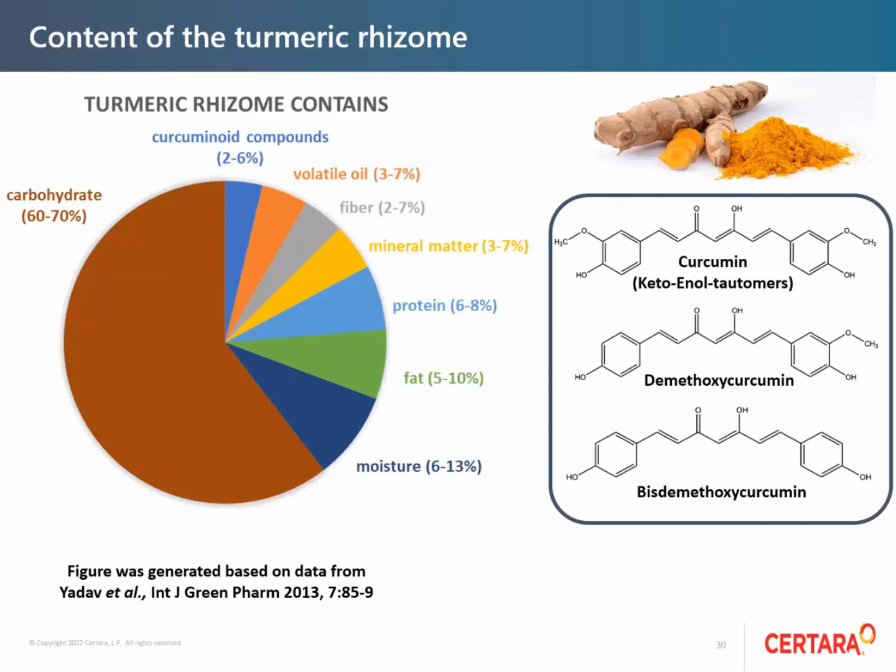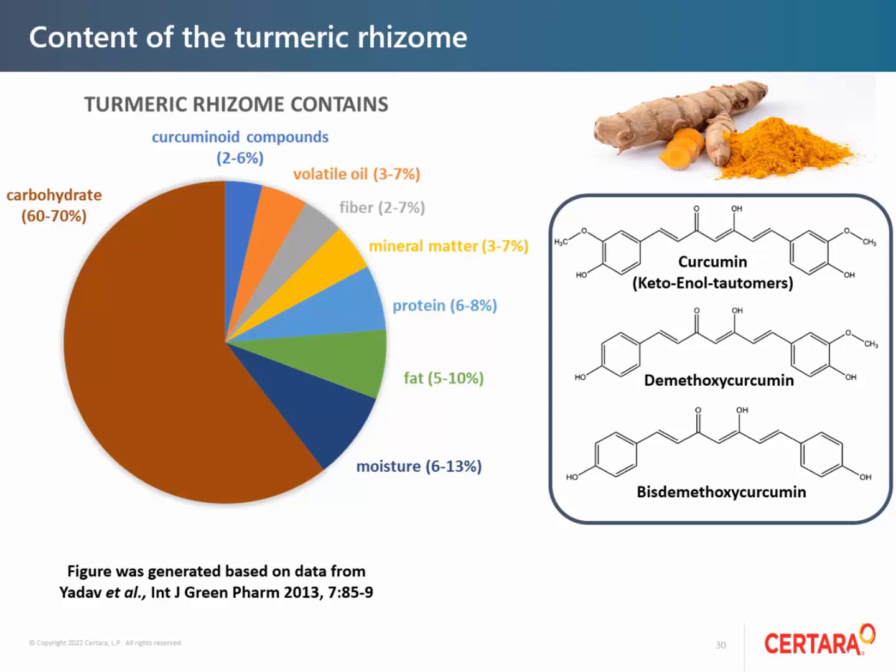So the first is actually the content of the turmeric rhizome, and when you look at that, you can find that the curcumin component is actually described as about 2 to 6% of the complete root. And from this 2 to 6%, it's curcumin, which is actually a keto-enol tautomer, so you have both forms in there. And then you have the dimethoxycurcumin and the bisdemethoxycurcumin. So these are the three curcumins that we are talking about. They are in these 2 to 6%.